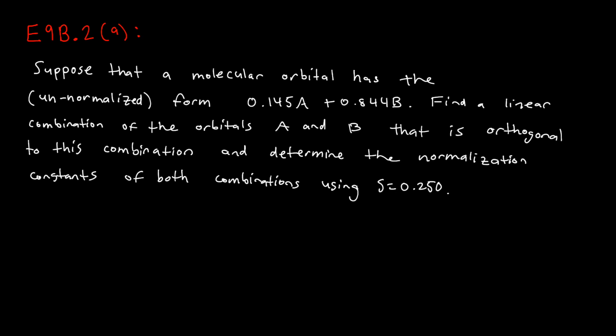Alright, the next problem we are going to work on is E9b.2a from section 9b, molecular orbitals. Suppose that a molecular orbital has the unnormalized form 0.145a plus 0.844b. Find a linear combination of the orbitals a and b that is orthogonal to this combination, and determine the normalization constants of both combinations using s equals 0.250.